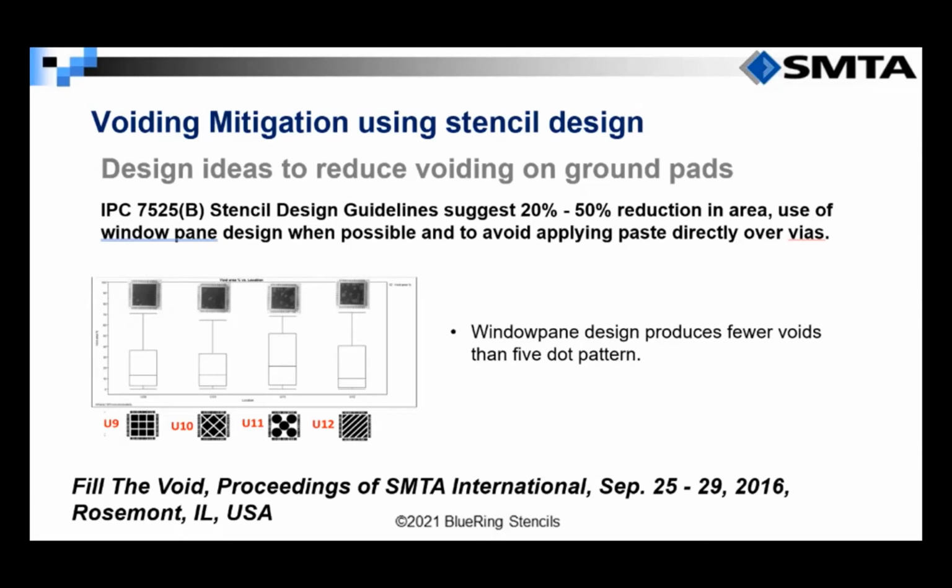We've been able to prove the window pane design produces fewer voids than the 5-dot pattern shown here, so I don't recommend that design. I also like to always point out that the IPC 7525B standard suggests a 25 to 50% reduction in area. So a 50 to 80% coverage is what is recommended in the spec, and I definitely agree with those numbers.